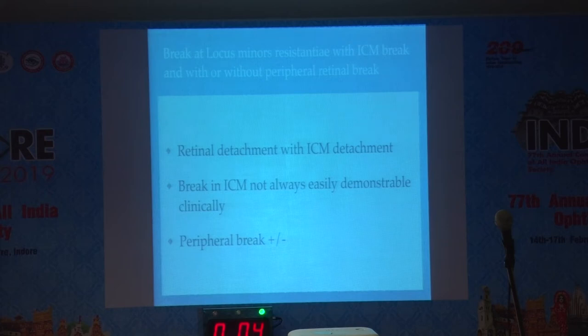So if there is no peripheral break, then there has got to be an ICM break for the liquid vitreous to go into subretinal space through the break in the ICM. If there is a peripheral break, there need not be an ICM break, because the liquid vitreous can go from the peripheral break into subretinal space. So you need some entry for the liquid vitreous to go into subretinal space first. So whether it is starting from the subretinal space and then lifting up the ICM because there's a communication established between the two, or it is starting from the ICM detachment and spreading upwards into normal retina, is something which can happen in a given eye in any particular way.